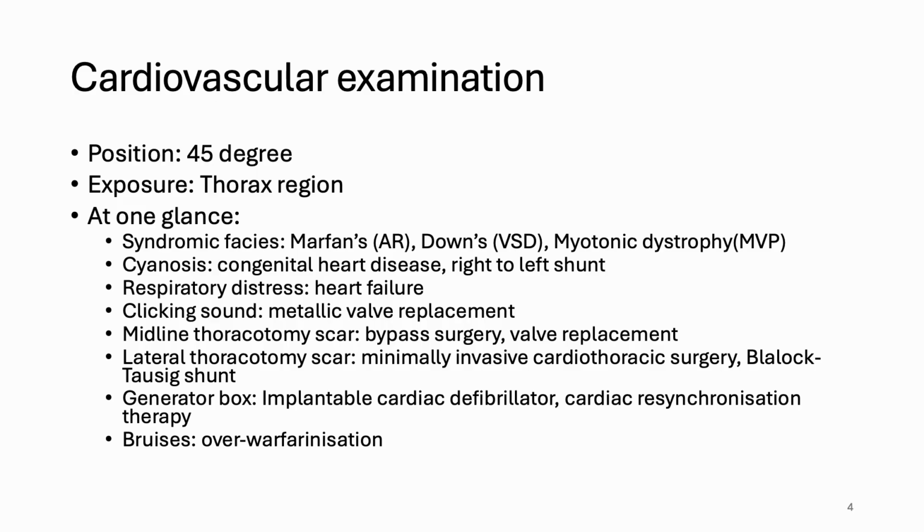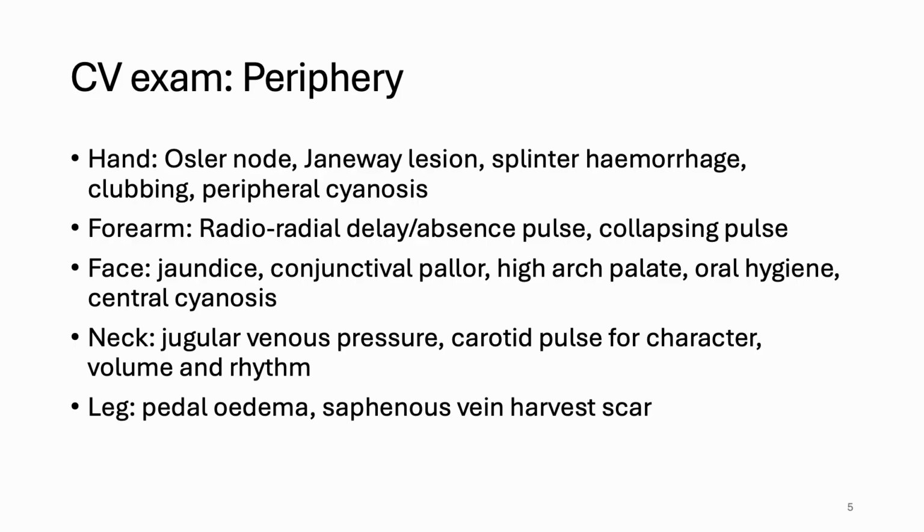You should examine the upper chest for a generator box, which would be from an implantable cardiac defibrillator or cardiac resynchronization therapy. Check for bruises of over-warfarinization. So the conventional ritual of any systemic examination would start from a peripheral examination. With regards to a cardiovascular exam, you should look at the hand for Osler nodes, Janeway lesions, splinter hemorrhages, clubbing, or peripheral cyanosis. In the forearm, feel for a radial delay, an absent pulse, or a collapsing pulse.